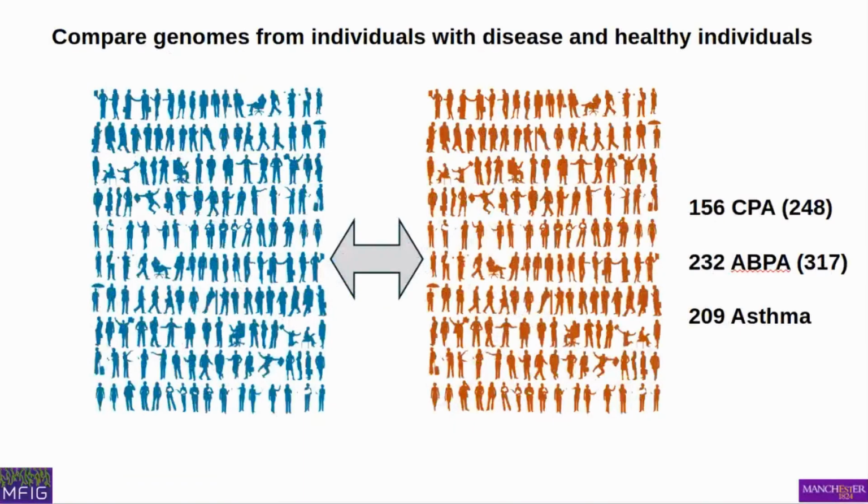So we started by looking at the genomes of people who are coming into the National Aspergillosis Centre, and even before then. And you can see the numbers of patients on the right. So we started with 156 chronic pulmonary aspergillosis genomes, 232 genomes from patients with ABPA, and we had a couple of hundred asthmatics as well as controls, and there's a lot of healthy people being genome sequenced now as well.